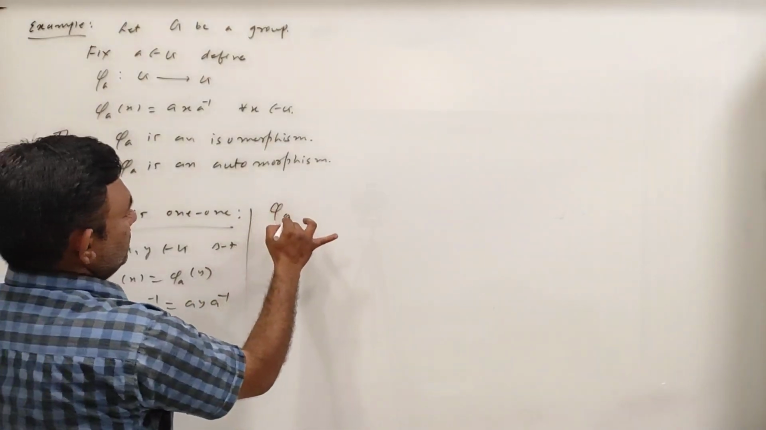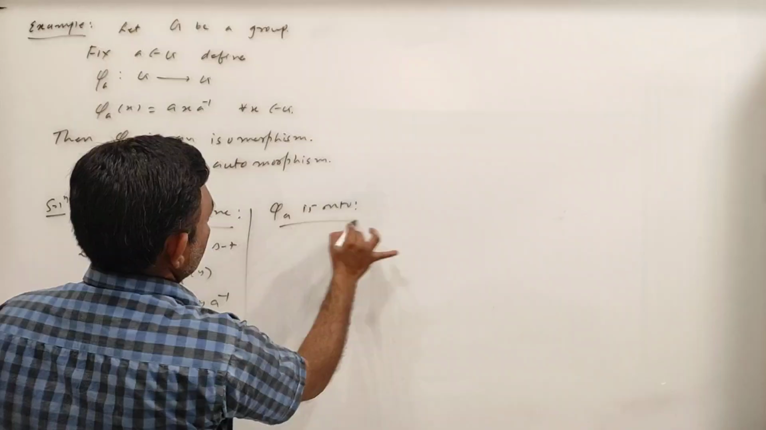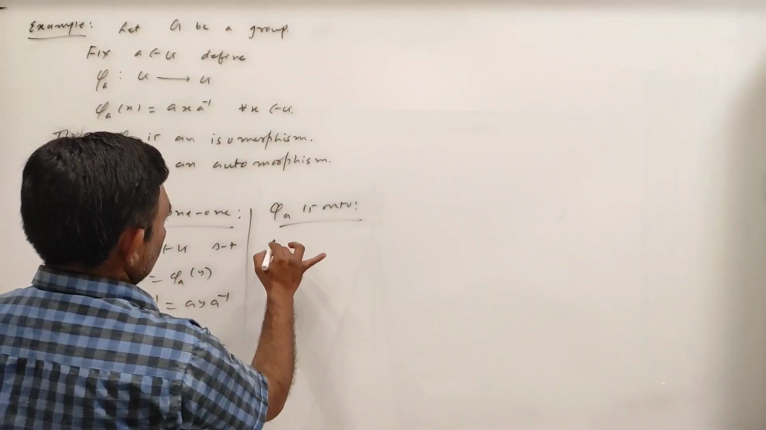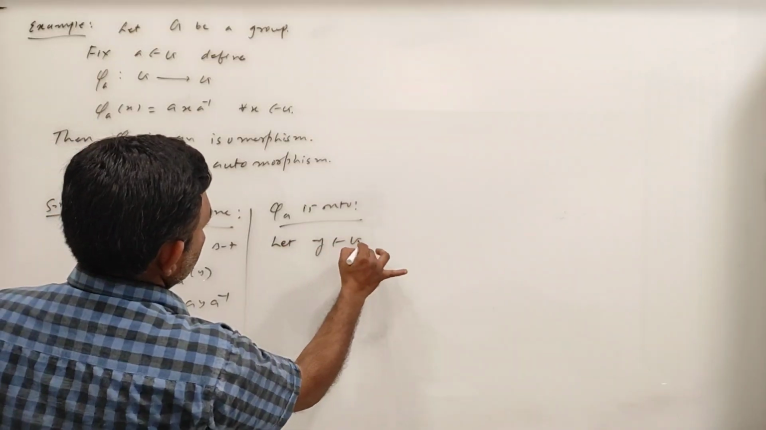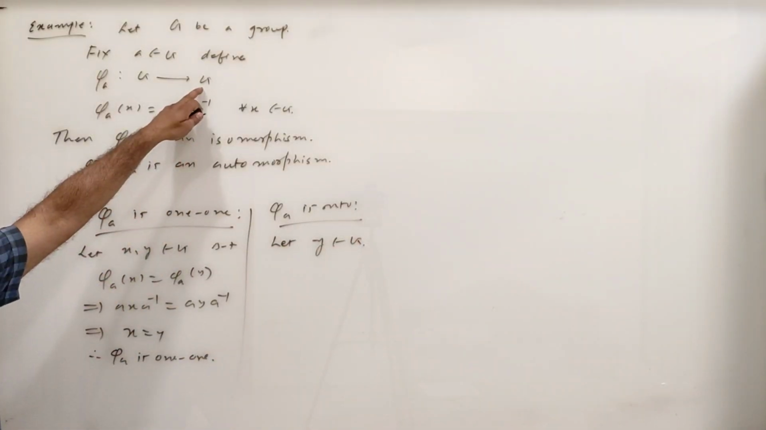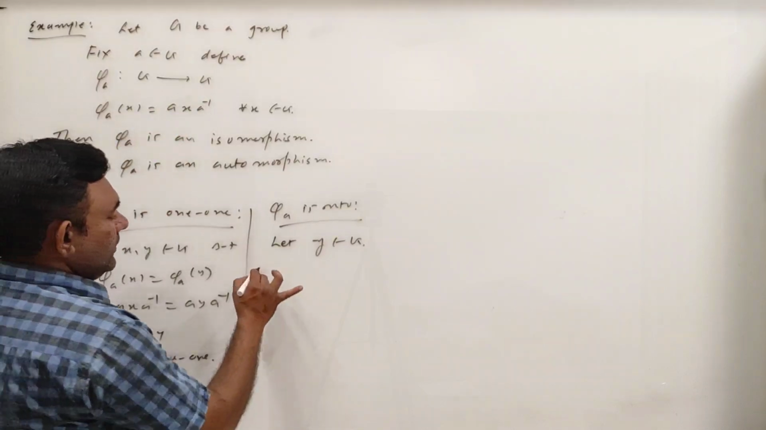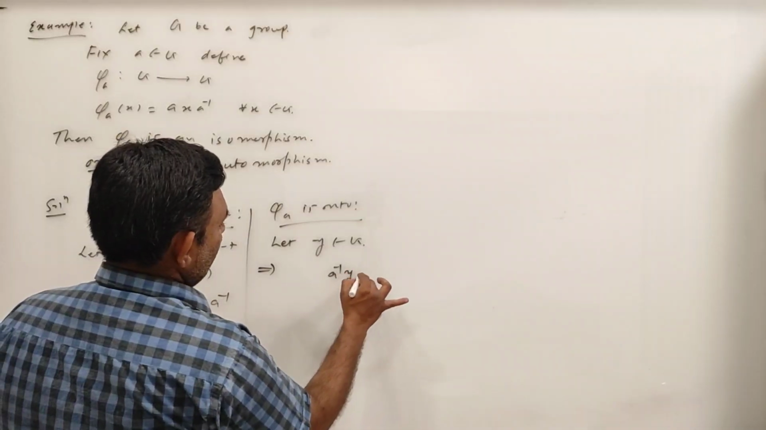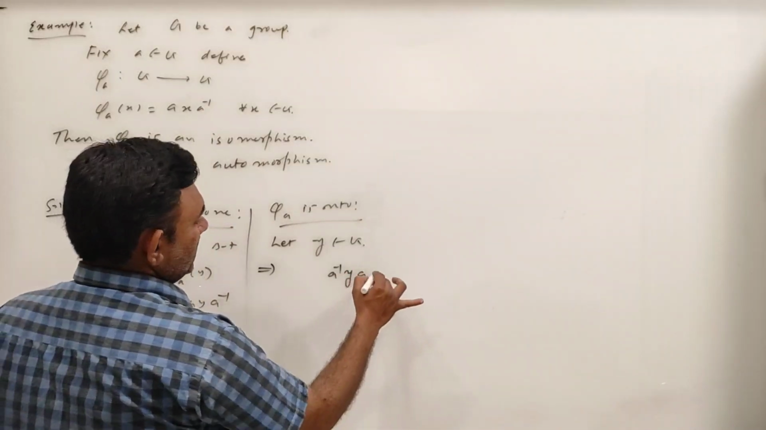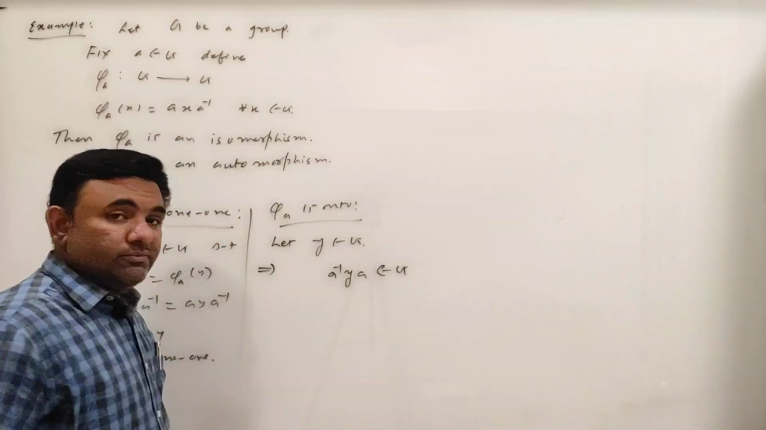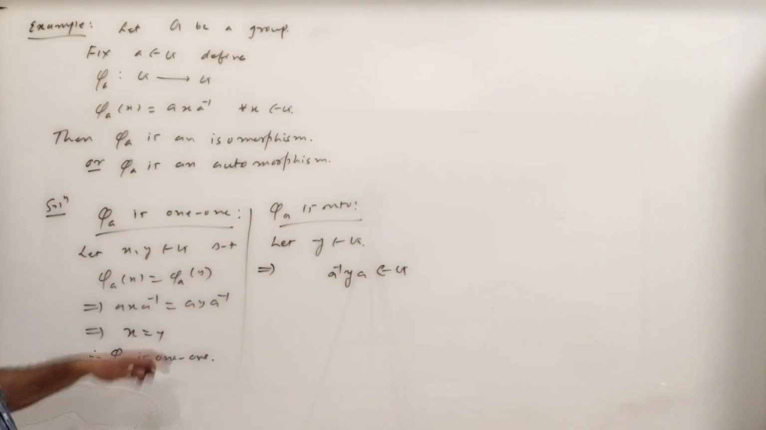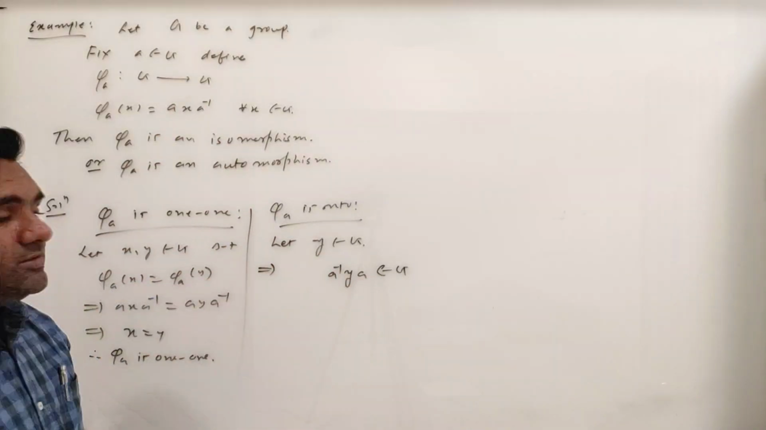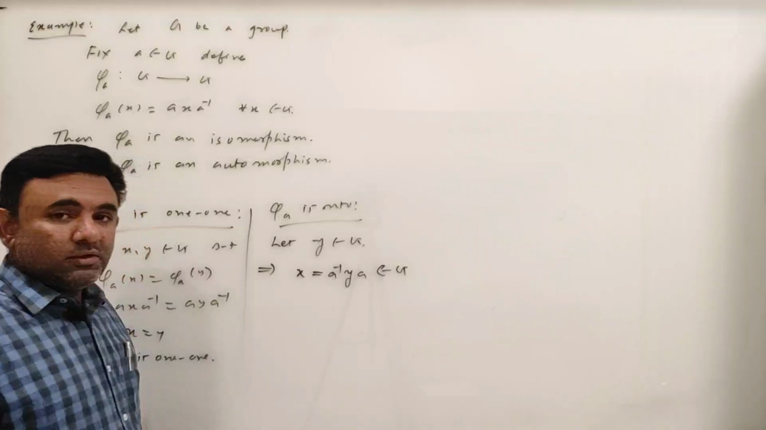Now phi A is onto. So you take any element, let y belong to G, from the codomain. Then you consider A inverse y A, and this will be an element of G again, because A is in G, y is in G, so A inverse y A will be in G, and let me say it is x, so x is in G.